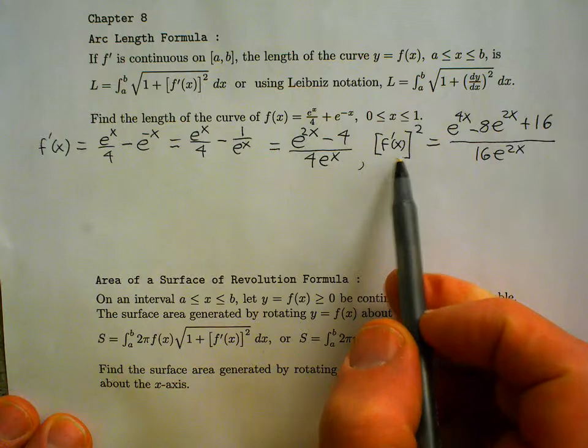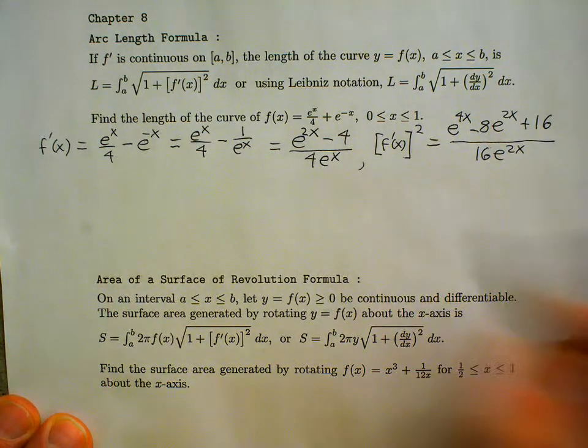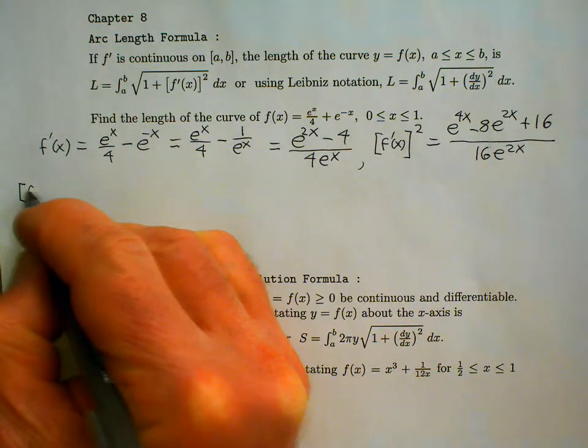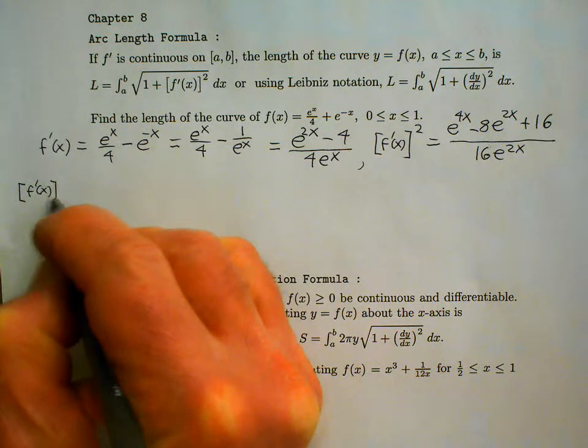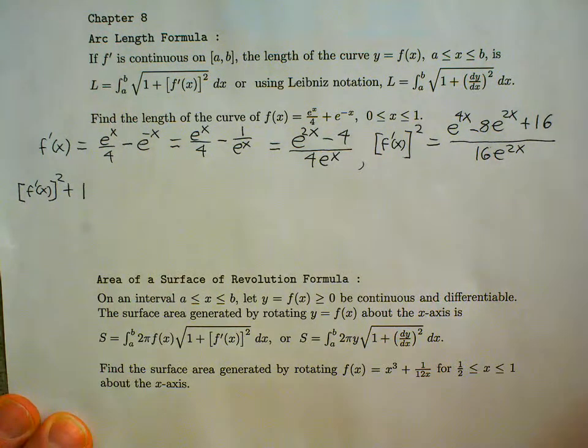Then we have to add 1 to this. We have f prime of x squared plus 1. Notice that when we add 1 to this, and then with the common denominator of 16e to the 2x, we're going to be adding 16e to the 2x over 16e to the 2x.